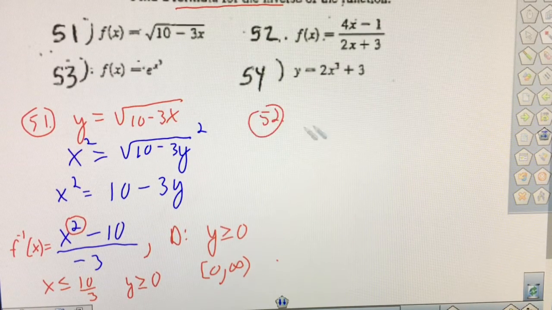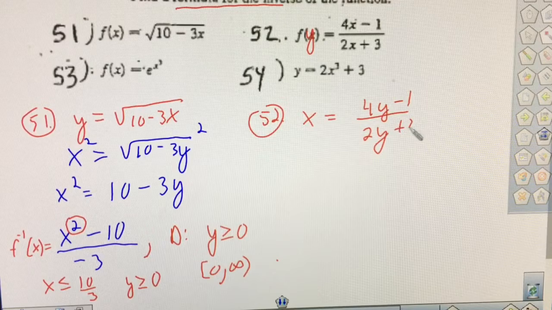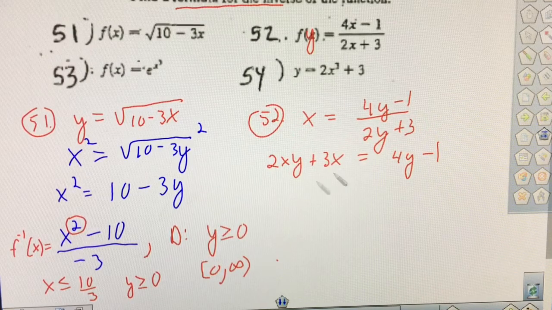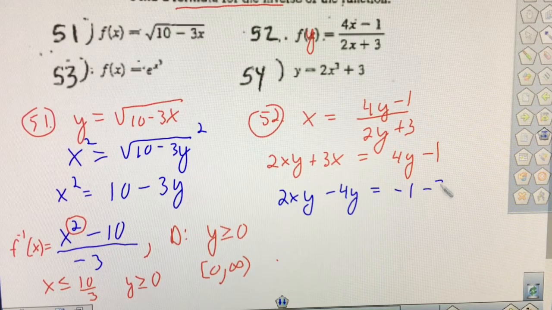52. Well, this one looks kind of challenging. I'm just going to flip-flop the x and y if I let that equal y. So that's x equals 4y minus 1 over 2y plus 3. Multiply both sides by the bottom, so that's going to give me 2xy plus 3x equals 4y minus 1. And I could go one of two ways. I'm going to bring the 4y over and the 3x over there to give me a new equation of 2xy minus 4y equals negative 1 minus 3x.